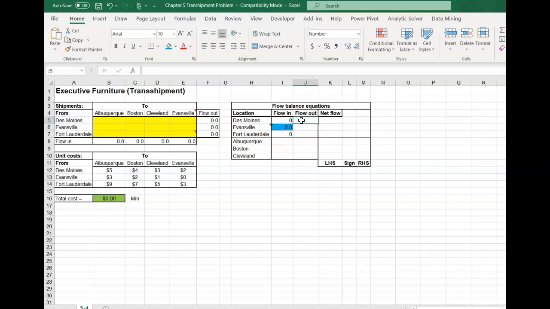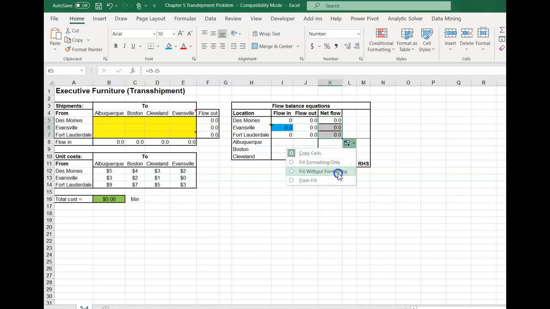Now let's go to the outflow for each of these supply nodes. For Des Moines, the outflow is equal to the value calculated in cell F5. And for Evansville, it's equal to the value calculated in F6. Sorry, for Fort Lauderdale, it's equal to F7. And the net flow is just the difference between the inflow and the outflow. And I'll drag this down all the way without formatting.